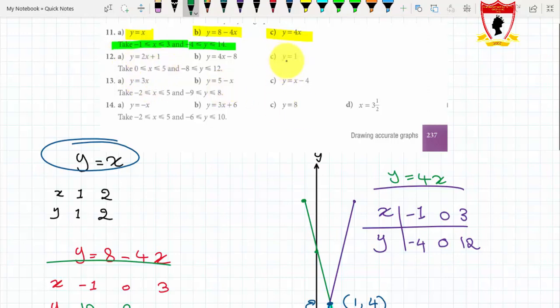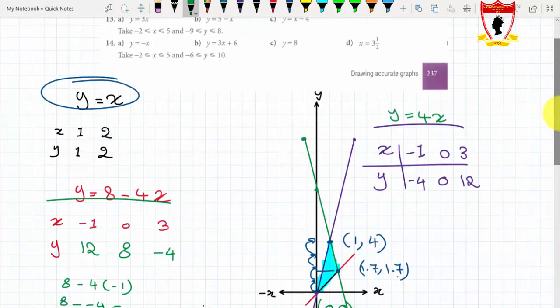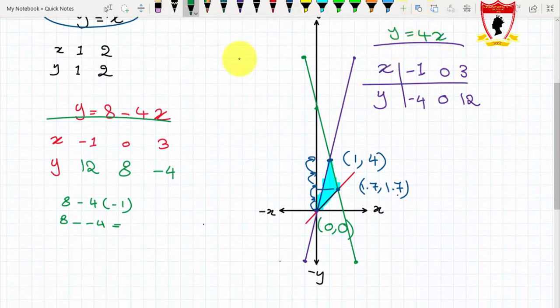The graph of y equals 1 is a horizontal line that passes through 1 on the y-axis, and the line doesn't cross the x-axis.